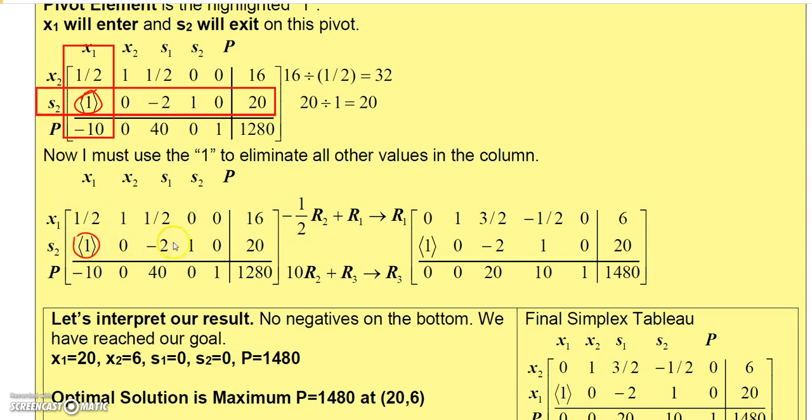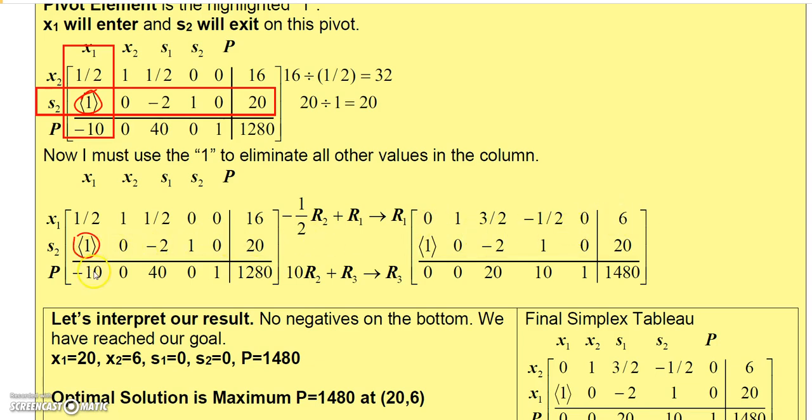So multiply everything in this row by negative 1/2, and you'll get negative 1/2 times 1 is negative 1/2, plus 1/2 is 0. Negative 1/2 times 0 plus 1 is just going to be 1. Negative 1/2 times negative 2 is actually 1, and 1 plus 1/2 is 3/2. Negative 1/2 times 1 plus 0 is negative 1/2. Negative 1/2 times 0 plus 0 is 0. And then negative 1/2 times 20 is negative 10, and negative 10 plus 16 is 6.